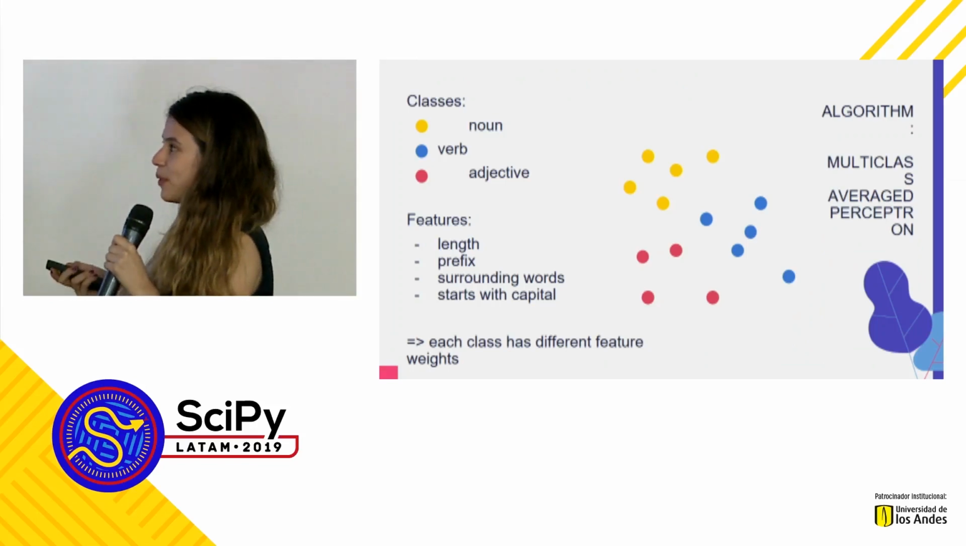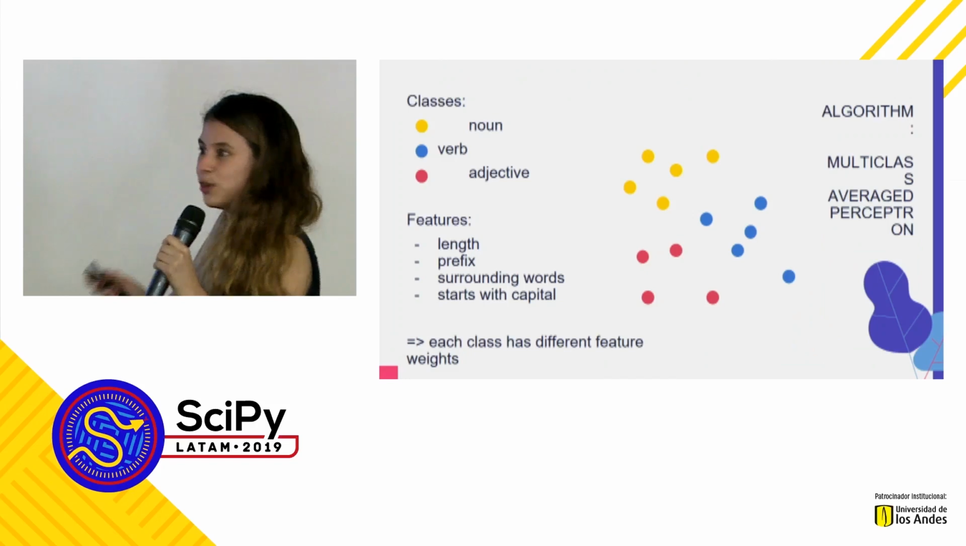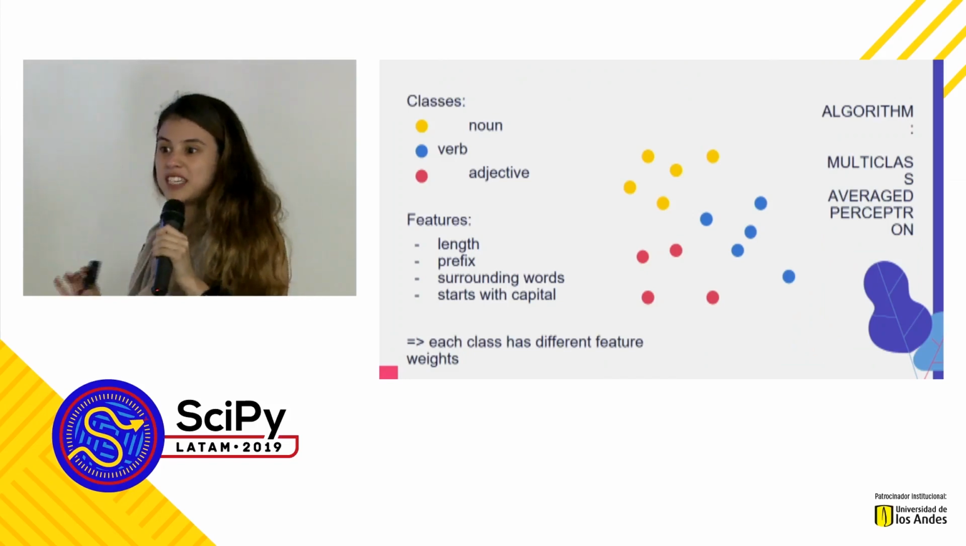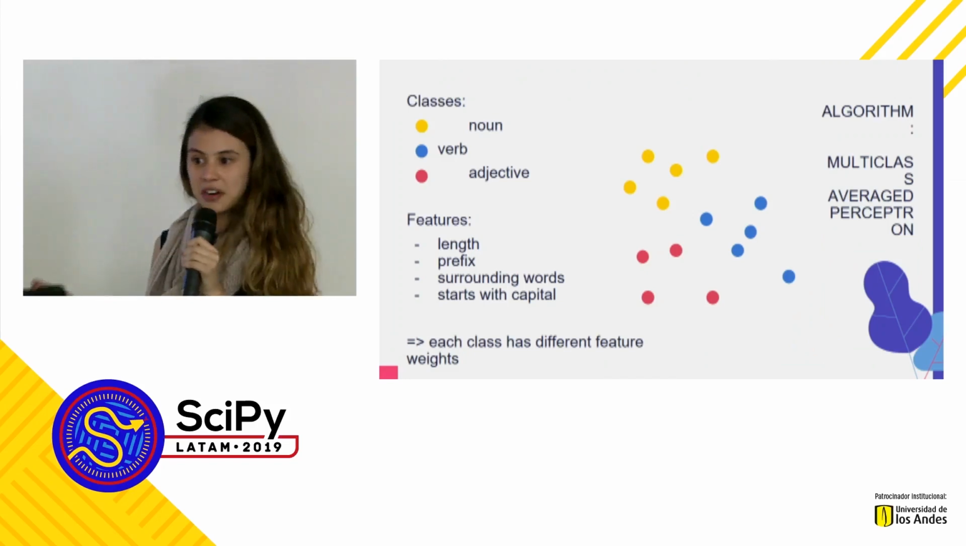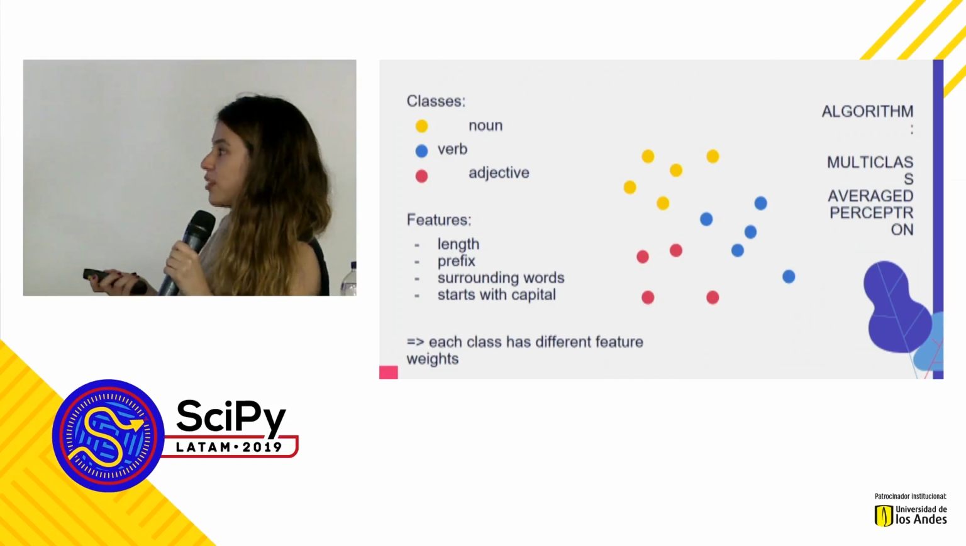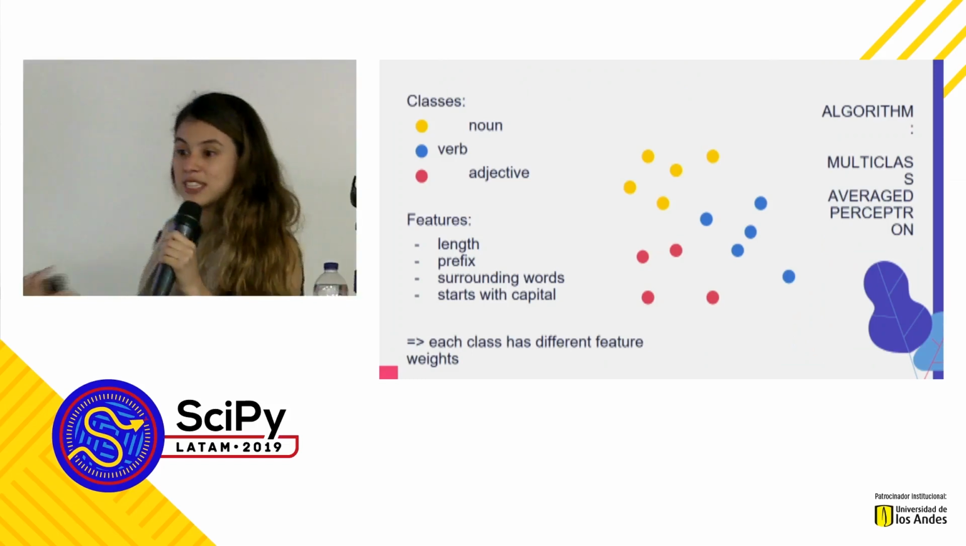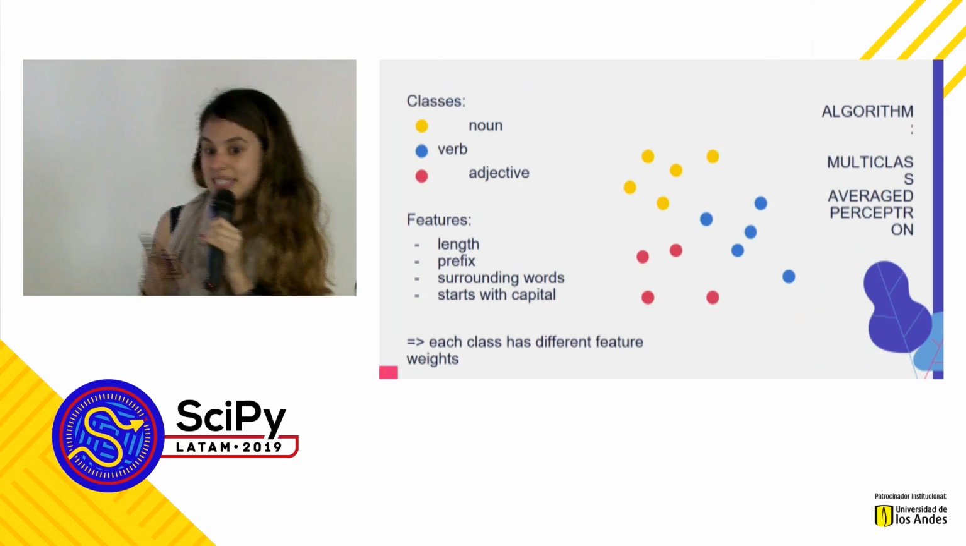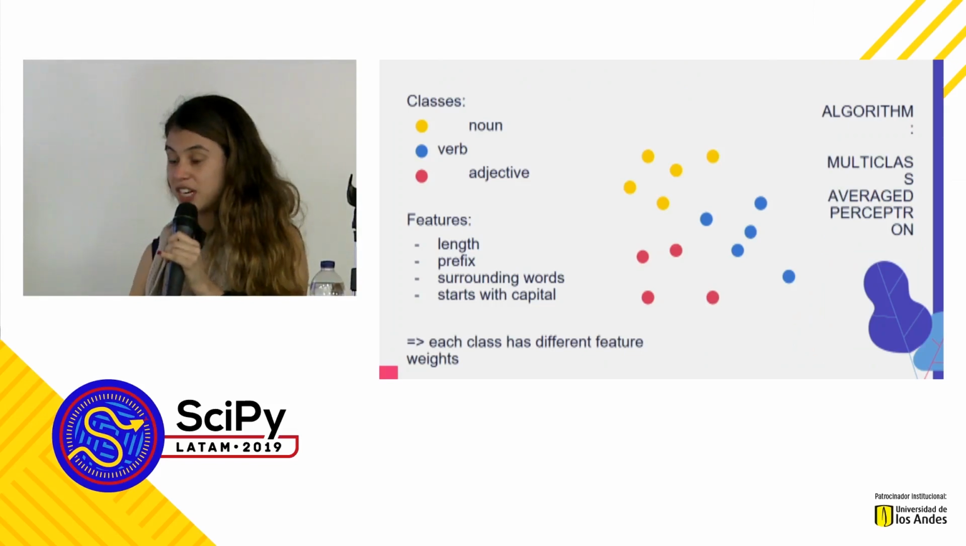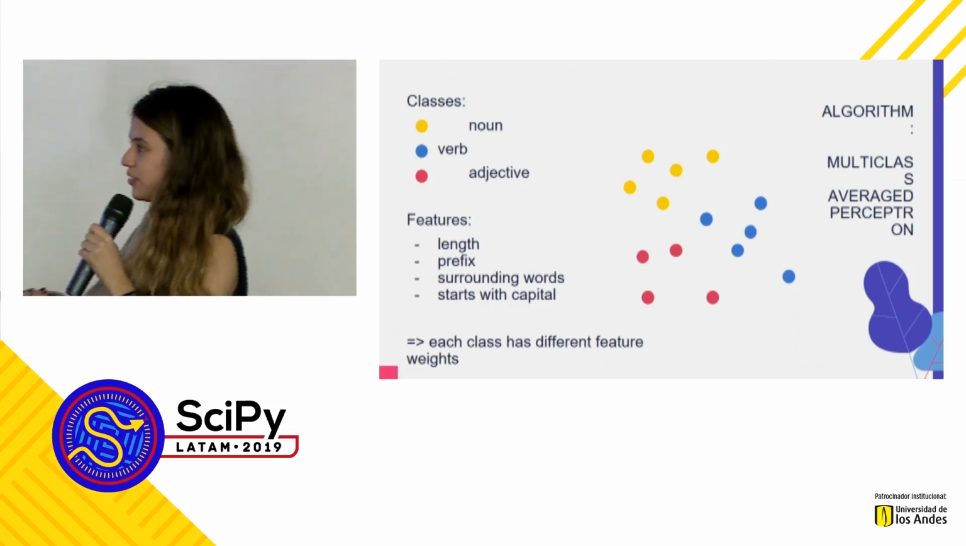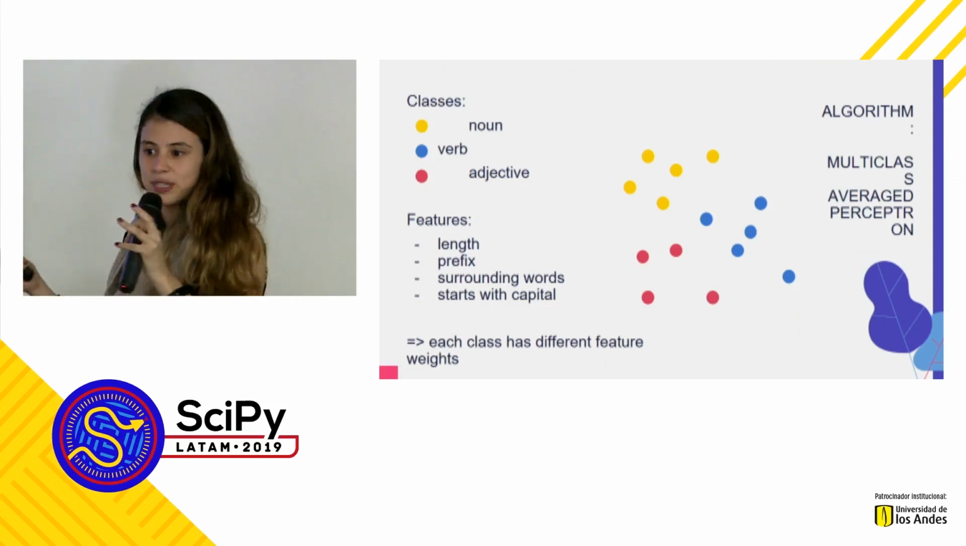So, for example, if it's a noun, I think a good feature for that word would be maybe that it started with a capital letter. I don't know, that could give me information. Or the length of the word, or the prefix. If it's a verb, you can get the same prefix, but a lot of different conjugations. So that could also be one key feature. Or the words that are around it, the context itself.